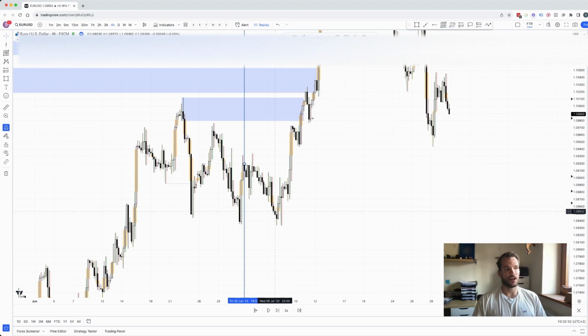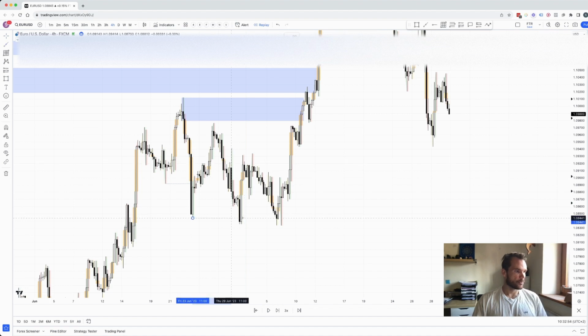But I want to do it in hindsight so I can show you exactly how it works when we tag into these areas, okay? So that's why I'm still pulling these ones across. Even though they're now mitigated, I'm assuming that everything to the right hasn't happened yet, okay? Okay, so let's move on to the next one.